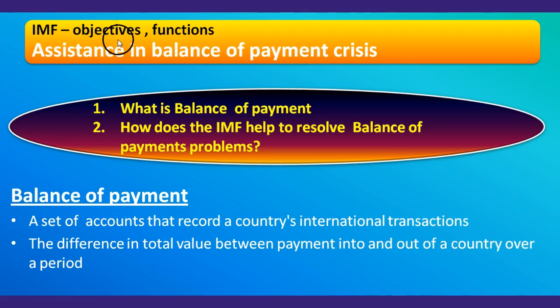International Monetary Fund, objectives and functions. Assistance in balance of payment crisis. Okay, here the two questions are: what is balance of payment and how does the IMF help to resolve balance of payment problems? Balance of payment means a set of accounts that record a country's international transactions. That means the difference in total value between payment into and out of a country over a period. That means the difference between the money which is received by a country and the money going out of a country during exports or imports or in any other way in a particular period.